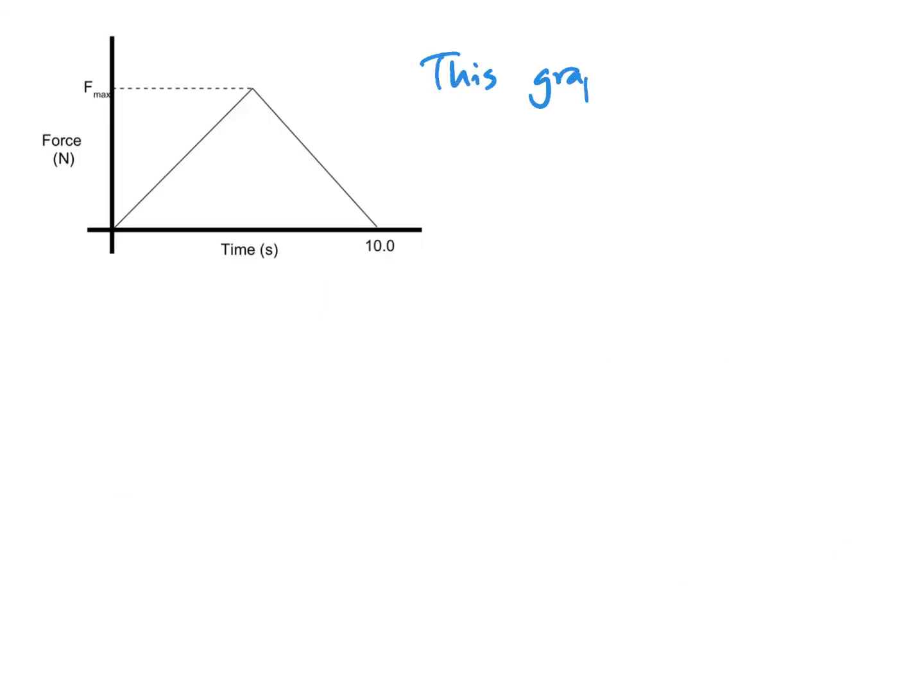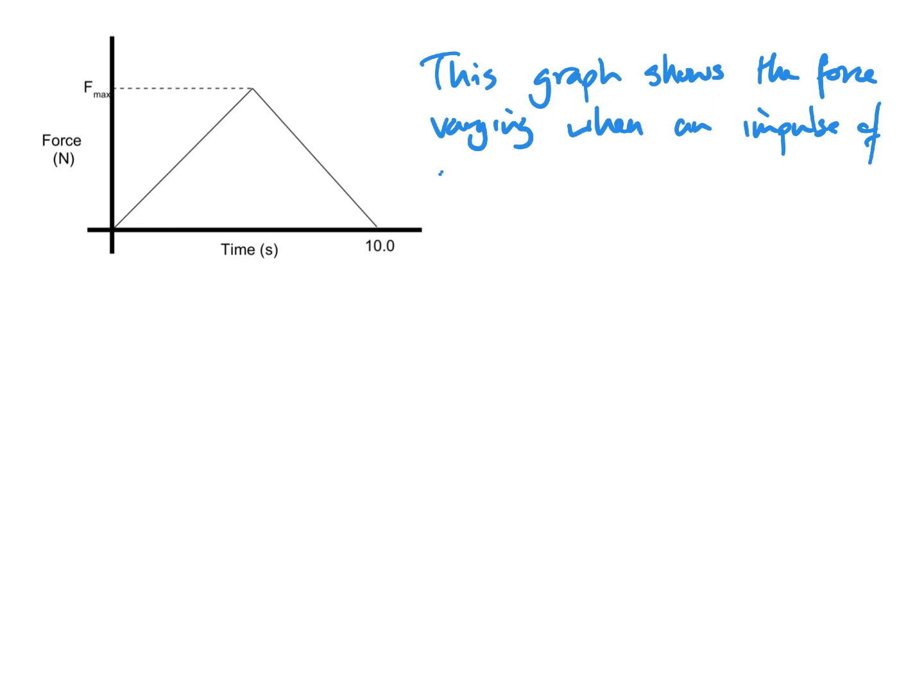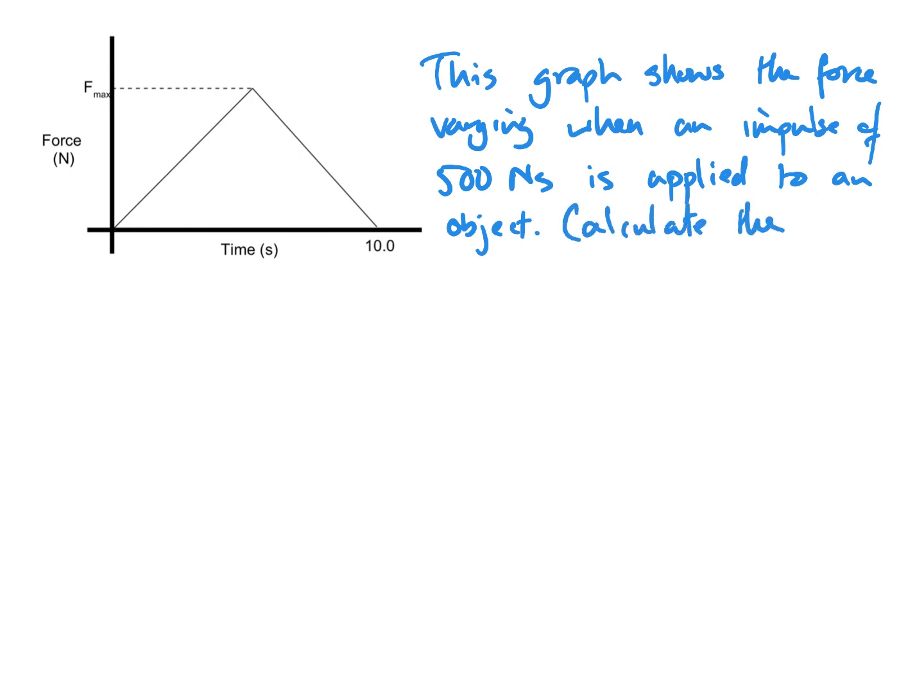So, second worked example. This graph shows the force varying when an impulse of 500 newton seconds is applied to an object. Calculate the maximum force.